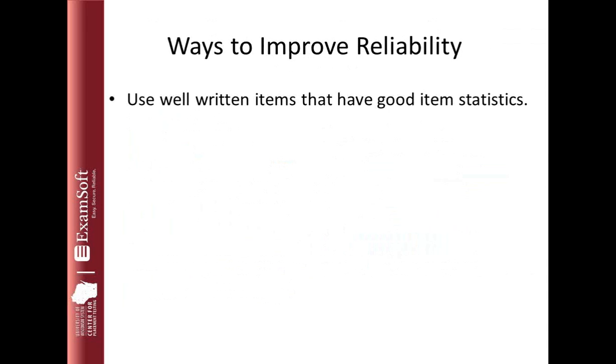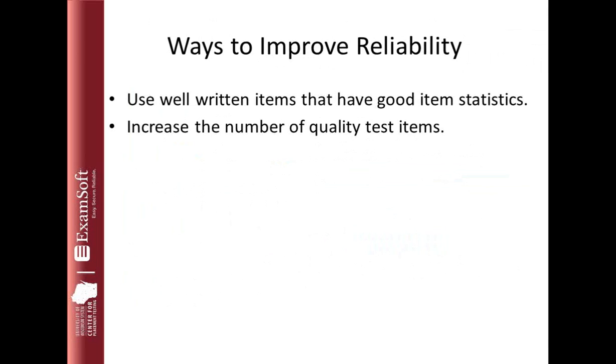Well, first we want to make sure that we're using well-written items that have good item statistics. And Jim will cover what we mean when we say that they have good item statistics. We can also increase the number of quality test items. I put quality test items in here because we can't just throw any old test item in there. We want to make sure that it's measuring what we actually want to be measuring.